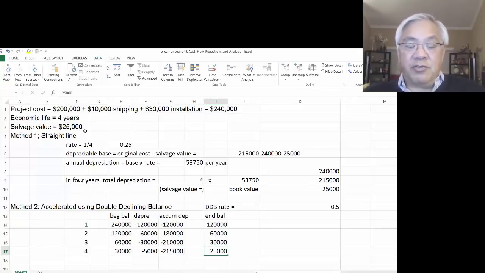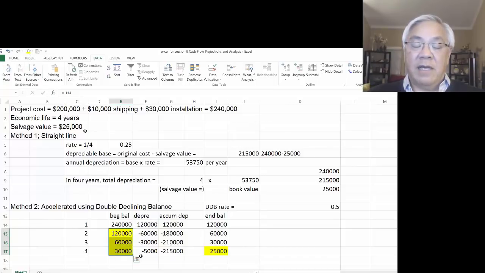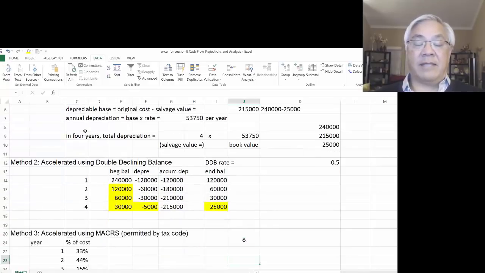So let me point out the tricky parts. The first tricky part definitely is this. We will plug the ending balance. The other tricky part is remember that these numbers are based on the beginning balances, I mean the ending balances of the prior year. And the other tricky part is this. This is the plug number that gets us to the 25. All right? So that's double declining balance.